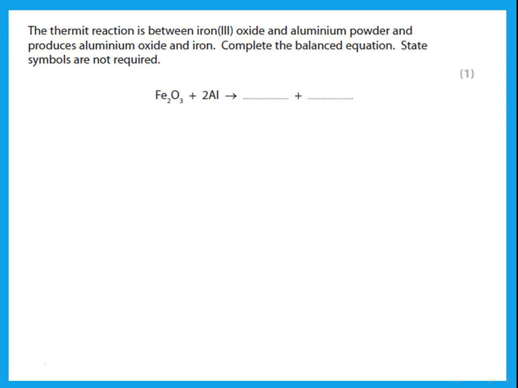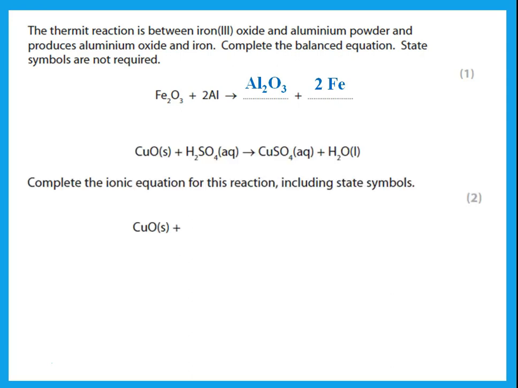Okay. Thermit reactions between iron 3 oxide and aluminium, and he says this will give me aluminium oxide plus iron. So aluminium oxide, the valency of aluminium is 3, valency of oxygen is 2. So this is how we write aluminium oxide. And iron is just a metal, and we need the 2 to balance the iron.